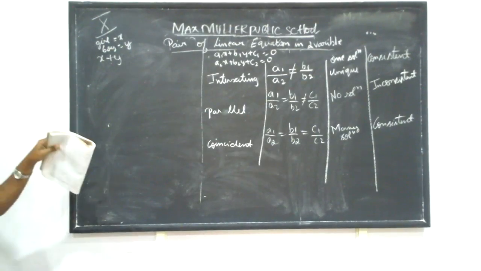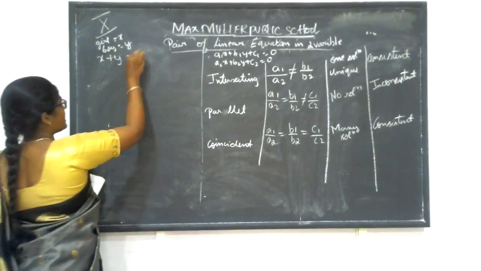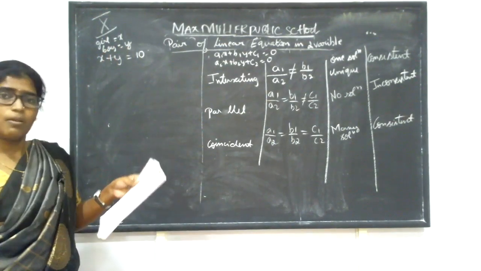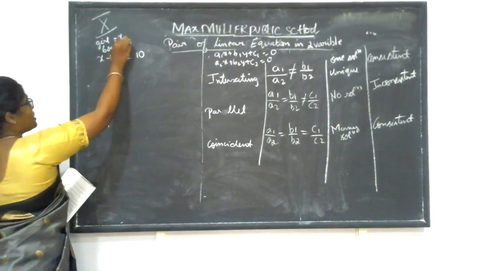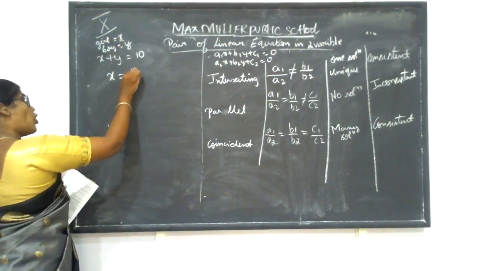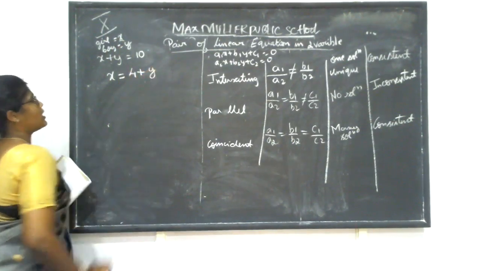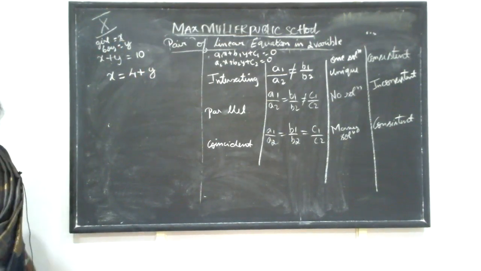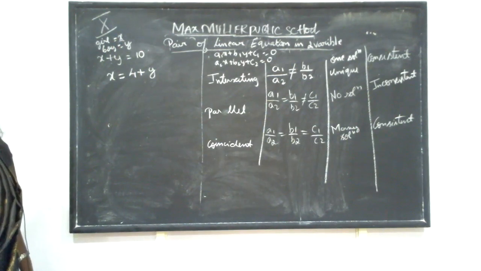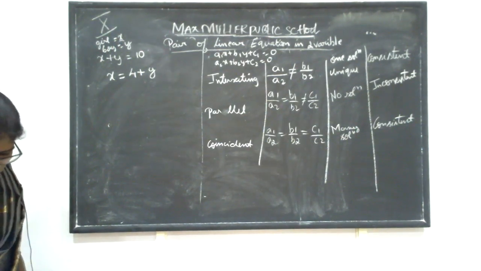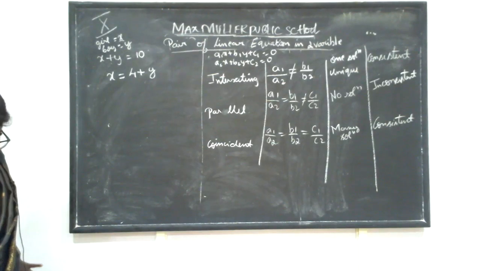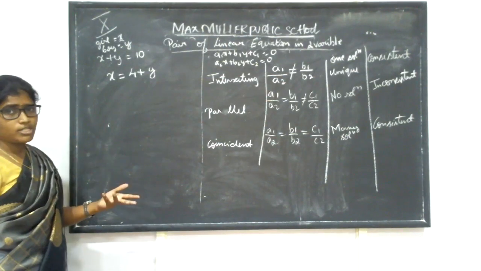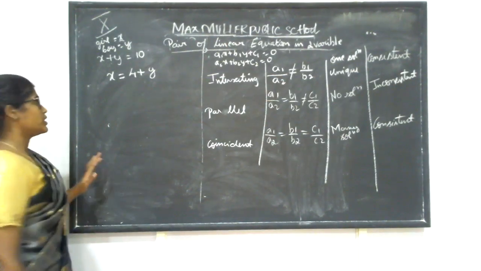So both girls and boys, if you add them up, you are going to get 10. Then they have told that the number of girls is 4 more than the number of boys. So what is the number of girls? x. x is 4 more than the number of boys, so x will be equal to 4 plus y. Clear? Now what have they asked? From the pair of linear equations in the following problem, find their solution graphically. They have not asked you to find the solution by the algebraic method. You need to just find the solution by the graphical method.